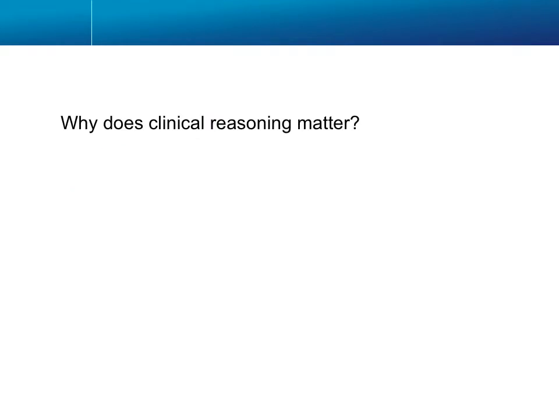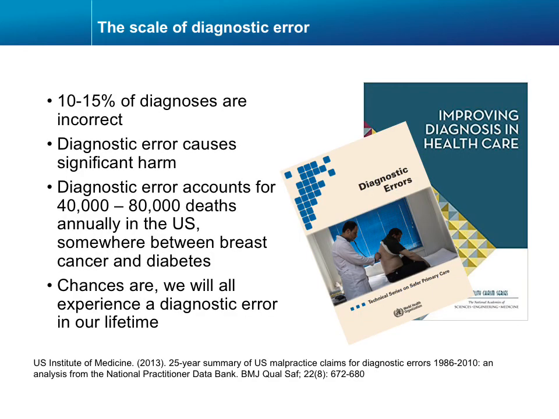Why does this matter? Well, we know that diagnostic error appears to be the most common, the most costly, and the most dangerous of medical mistakes. Around 10 to 15% of diagnoses are wrong, and that's across all specialties, but particularly in the undifferentiated specialties, that's general practice, emergency medicine, internal medicine. And we know that diagnostic error is more likely to lead to serious harm than other types of error.